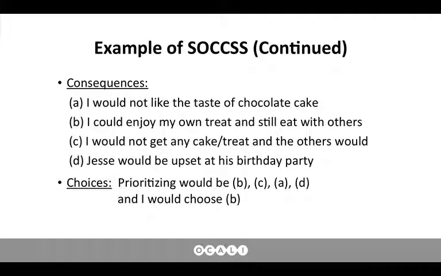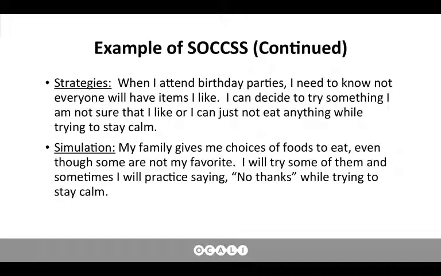Here are the next two steps followed in the SOCS sequence to make a good decision about what to do when you get invited to a birthday party and people have something you don't like. The consequences step helps your family members see different things that might happen with each of the choices you identified. The choices step lets the individual decide what would be the best choice, the next best choice, and so on. In the last two steps of the SOCS example, allowing the child or family member to think about strategies allows them to know what an acceptable social behavior for the situation would be, and the simulation step gives him or her a chance to practice the new skill.